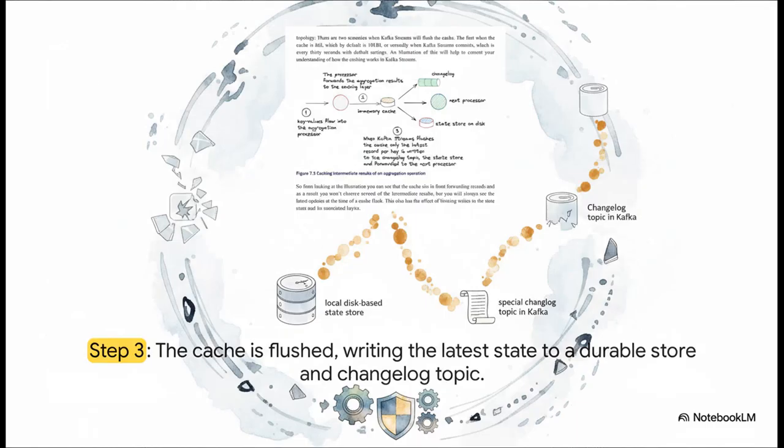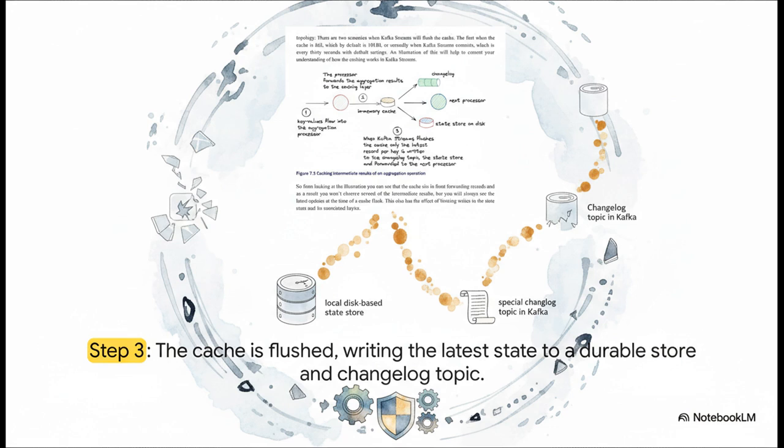Right, but what happens if the application crashes? That in-memory cache would just vanish. Well, Kafka Streams has that covered. Periodically, it flushes that cache, writing the state down to a durable state store on disk. It also writes it to a special changelog topic. This gives you complete fault tolerance.